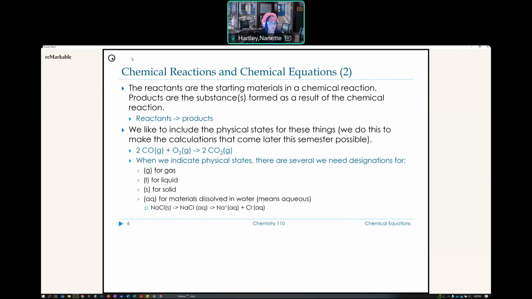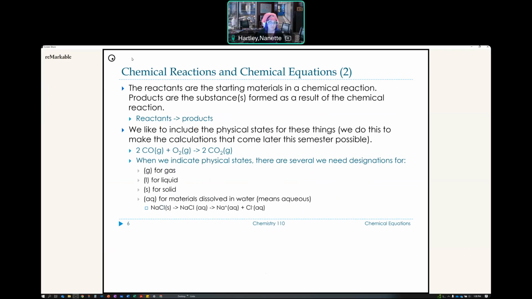Now, my reactants are my starting material. So I go from reactants to my products, the things that I end up with, what's formed as a result of a chemical reaction. So I have this chemical reaction. And what happens is that I take those atoms and I rearrange them. I haven't destroyed them, I've just moved them around. So I broke some bonds and I made some new ones.